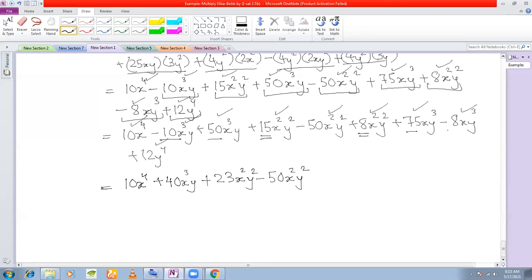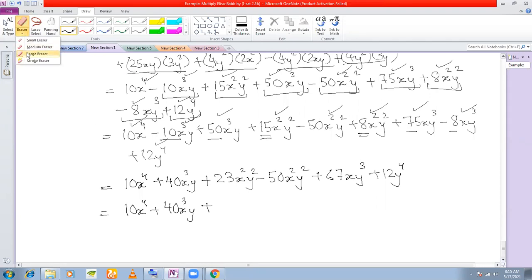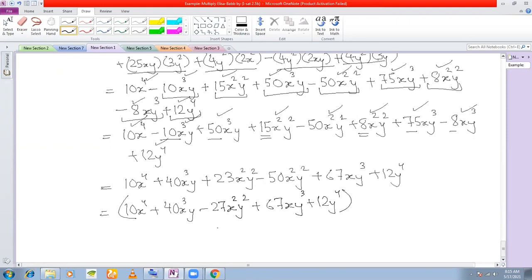Okay. Next you have 75 minus 8. 75 minus 8 is 67. So give a plus 67 xy cube. And finally plus 12y to the power of 4. And now we further simplify this. 10x to the power of 4 plus 40x cube y plus 23 minus 50 is minus 27. So we'll have a minus sign here. Minus 27 x square y square plus 67 xy cube plus 12y to the power of 4. That's it. And this is your answer, which is the area.